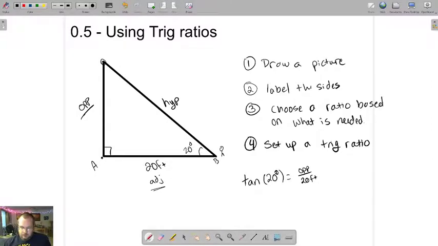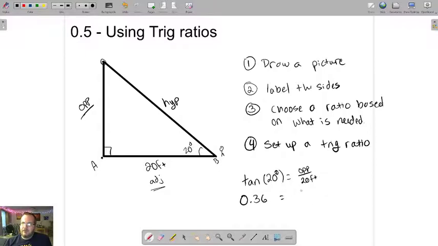Anyway, the first thing you want to do is evaluate tangent of 20, because I don't know what that is off the top of my head. I would be surprised if anybody here did. So the tangent of 20 to 2 decimal places is 0.3639, so 0.36 if I round.